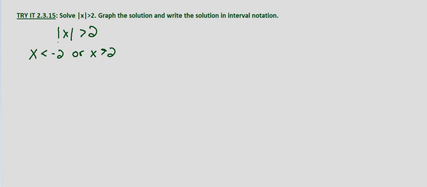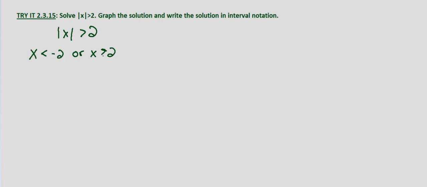And the reason for this is because the more negative we get, the larger the absolute value gets. So anything less than negative 2 is going to yield something that's bigger than 2. And in the positive direction, absolute value is just whatever the number is. So anything greater than 2 is obviously going to be greater than 2.